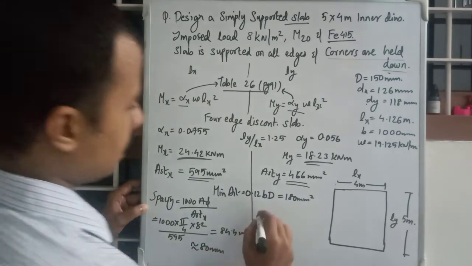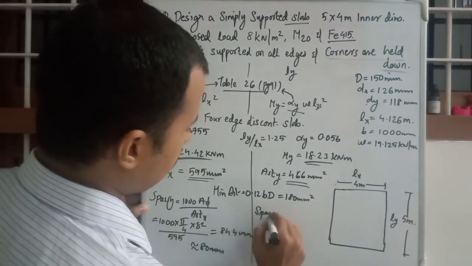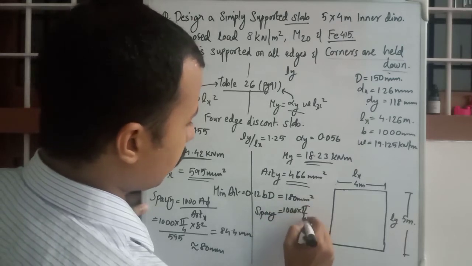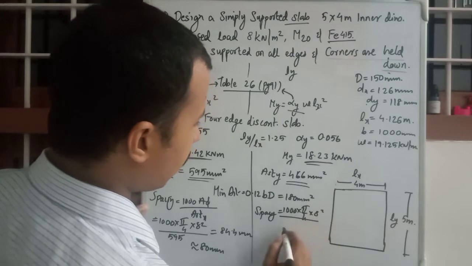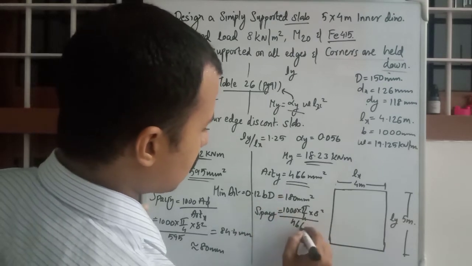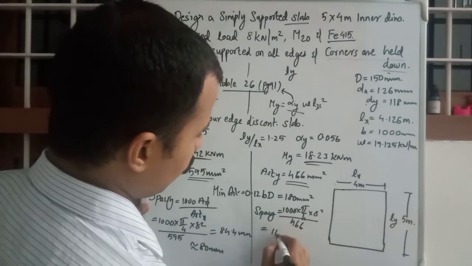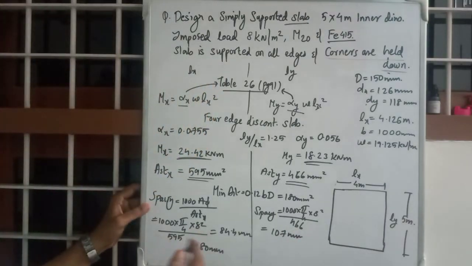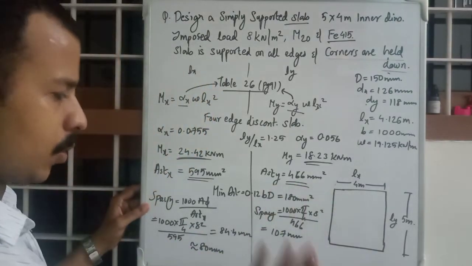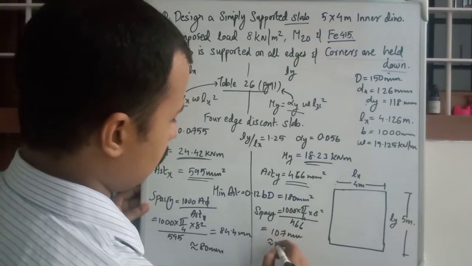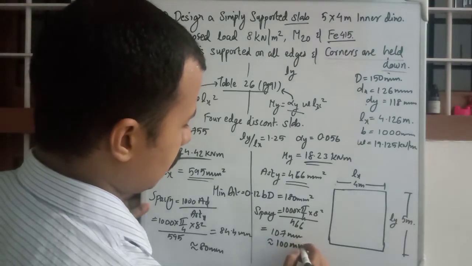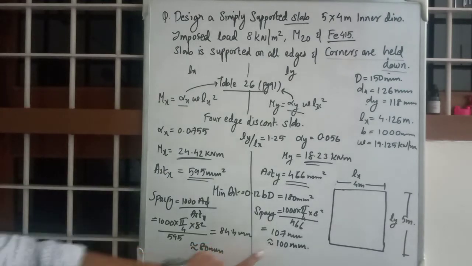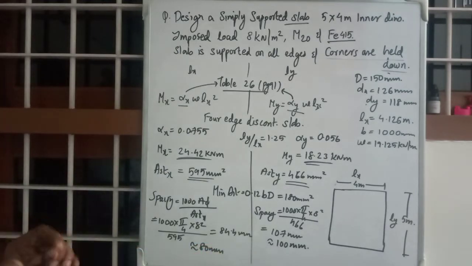Okay, so in here spacing is 1000 into 5 by 4 into 8 square divided by 466, you will get around 107 mm. So we will approximate 105 or 100 mm spacing.